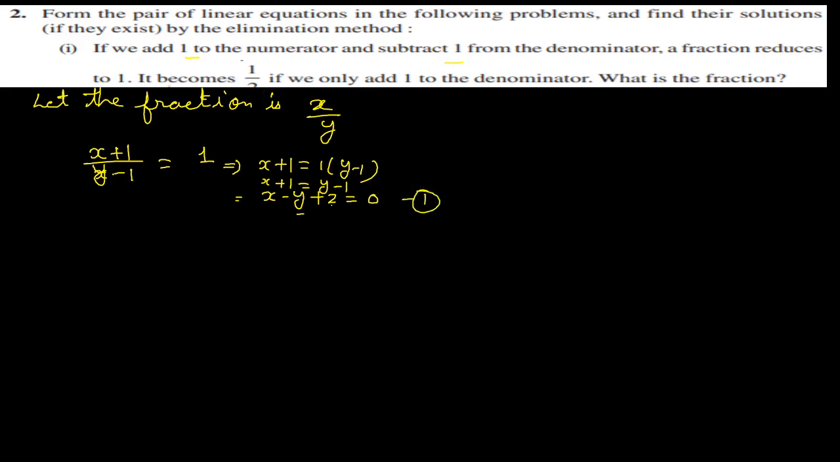Now, the fraction becomes half if we only add 1 to the denominator. So it becomes 1 by 2 when you add 1 to the denominator only. So by this you will get 2x is equal to y plus 1, or you can say that 2x minus y minus 1 is equal to 0. So now you can solve equations number 1 and 2.